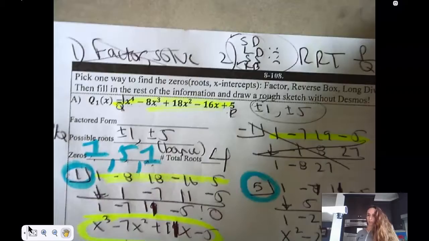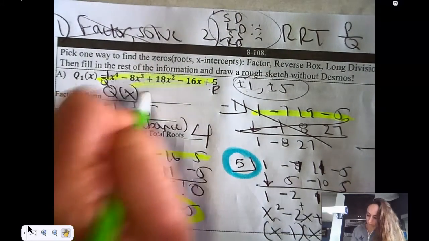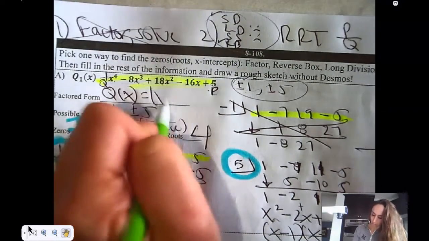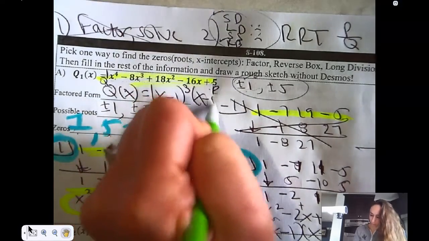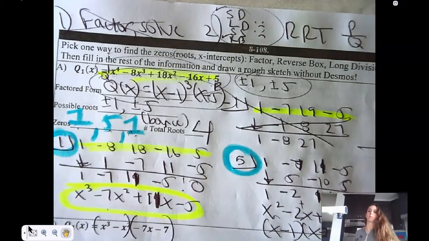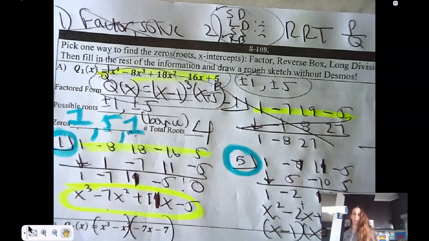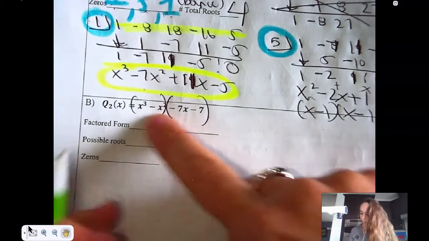Okay? Oh, you know what? I need to go back, and I didn't put it in factored form. So q of x equals x minus 1. There's actually 3 of them times x minus 5. And I'll know I'll be good to go because I'll graph this on Desmos and this on Desmos, and they should be on top of each other. Okay? So now this one, I take out what they both have.